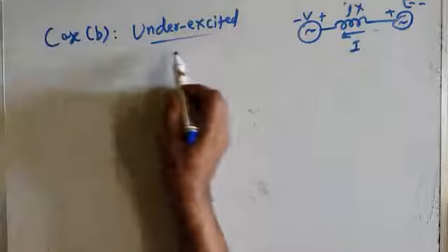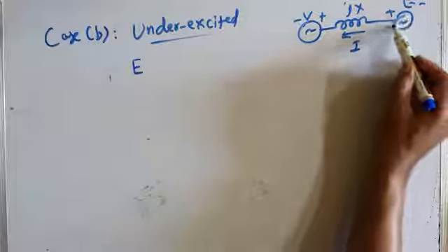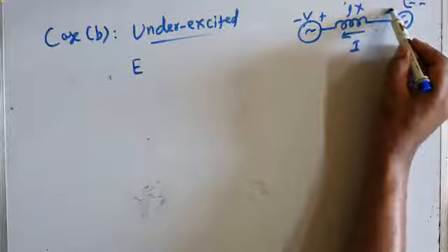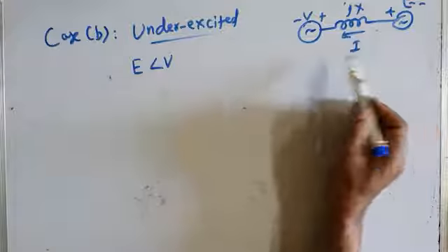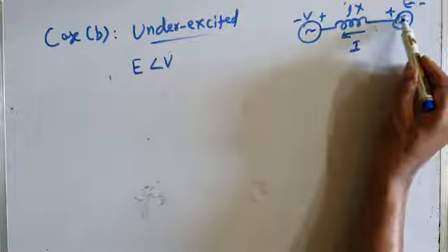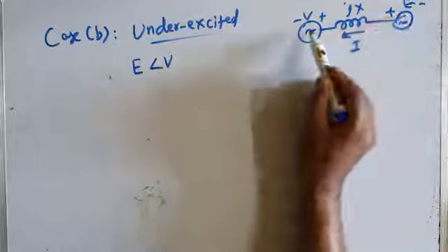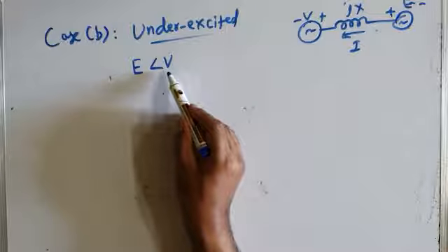Now in case B, the underexcited case, the excitation of this machine is again controlled. In fact, the field current is decreased in order to make E less than V. So when the machine is underexcited, the machine induced voltage or generated voltage is less than the AC bus voltage. E is less than V. So this is the underexcitation condition, right?